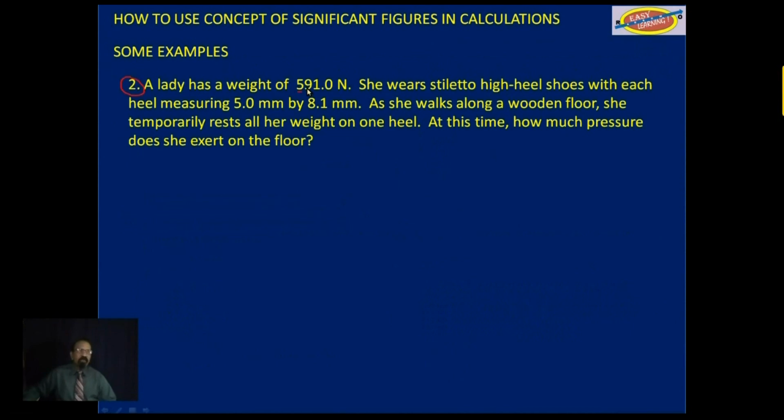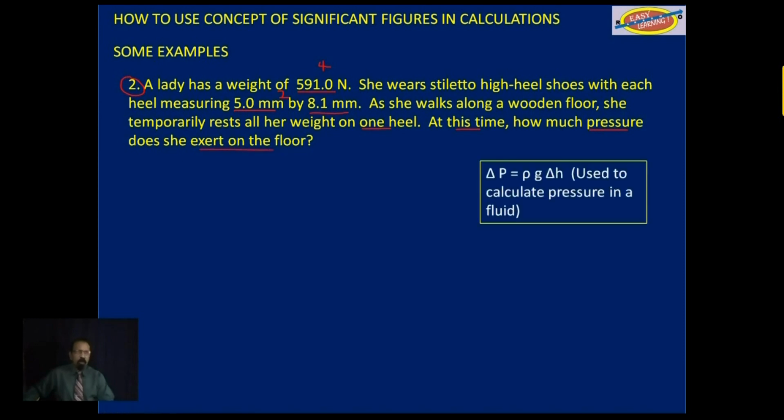a lady has a weight of 591.0 newtons. Notice that is 4 significant figures. She wears stiletto high heel shoes with each heel measuring 5.0 millimeters by 8.1 millimeters. These two numbers here have 2 significant figures each. As she walks along a wooden floor, she temporarily rests all her weight on one heel. At this time, how much pressure does she exert on the floor?